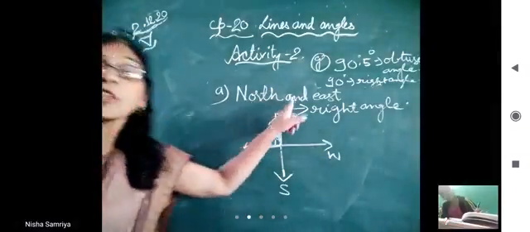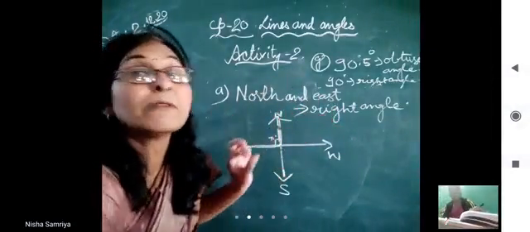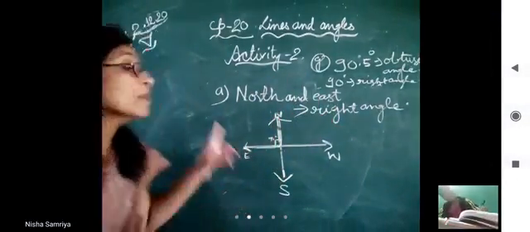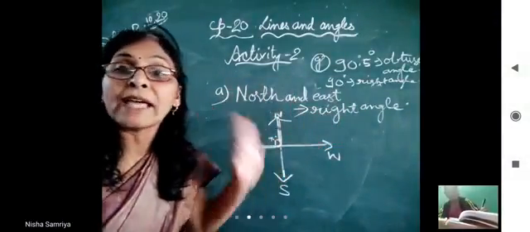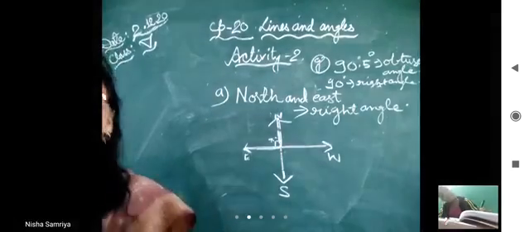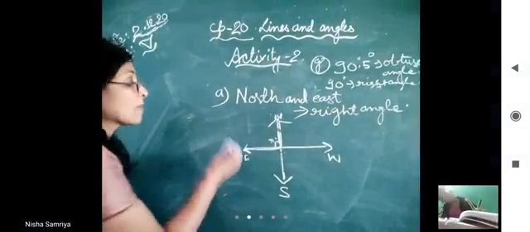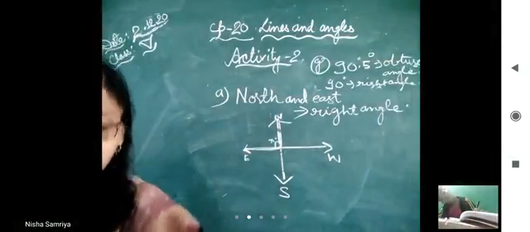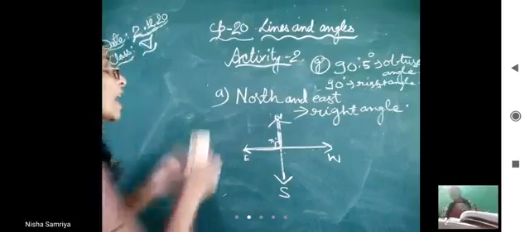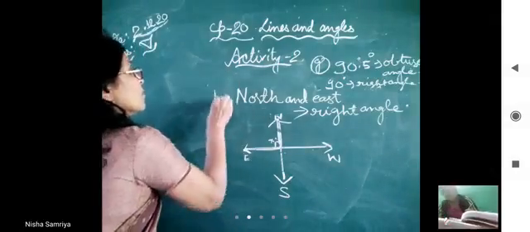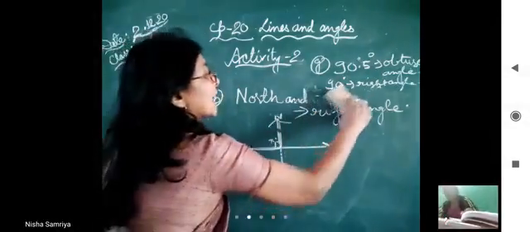Means north and east, in between which kind of angle is formed? That is right angle. Now the second one is B part. Now we will do its B part. That is north and south. The B part is north and south.